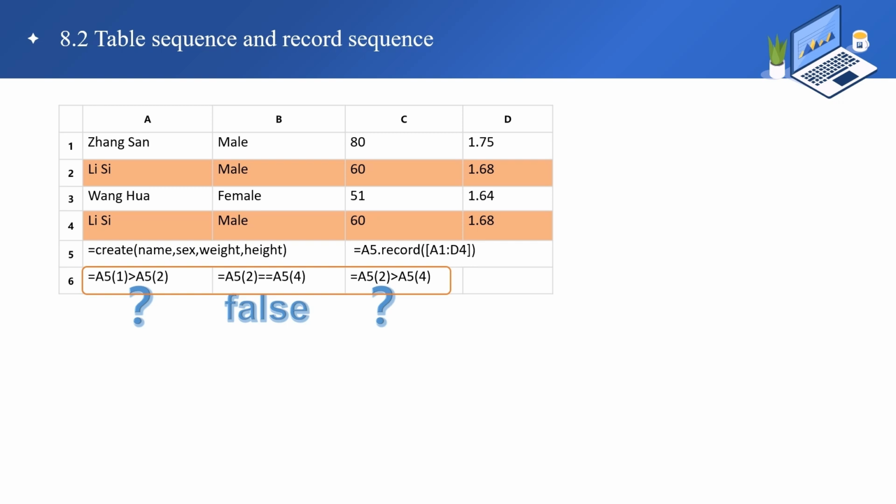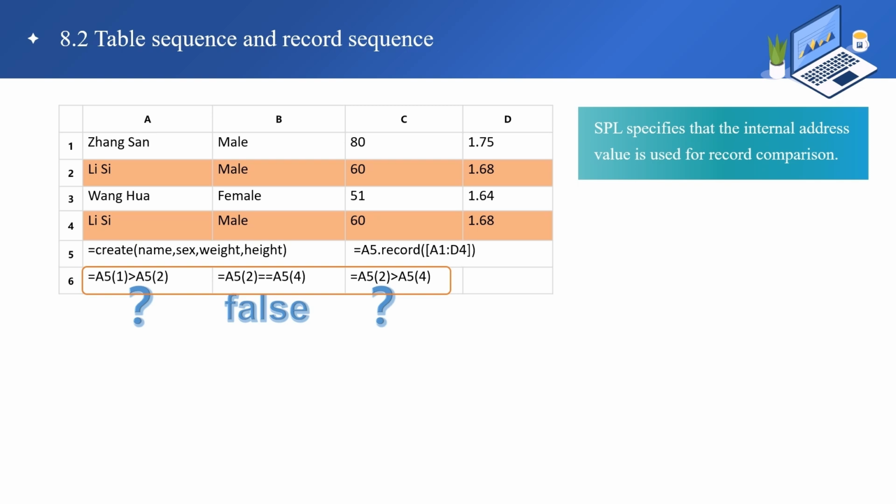The fields of a record are not always the same kind of things like the members of a sequence. It is usually meaningless to use the field order to compare two records. For example, the name field precedes sex here, but there is no reason that name should take precedence over sex in comparison. However, it is not necessary to return an error, so SPL specifies that the internal address value is used for record comparison, so A6 and C6 will get unpredictable results.